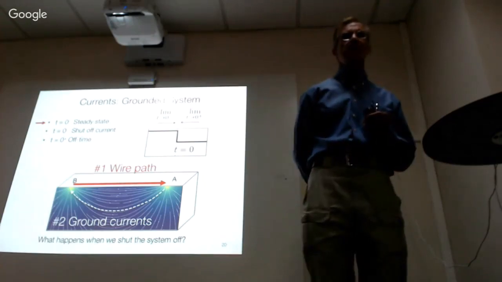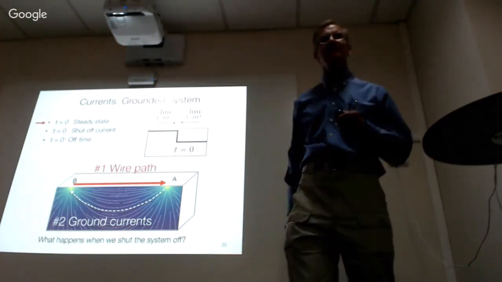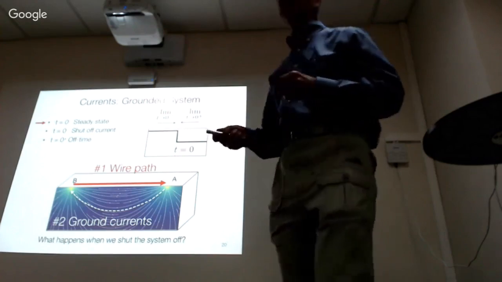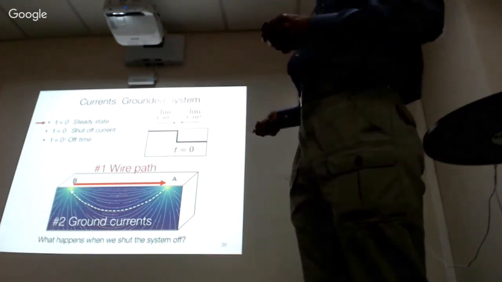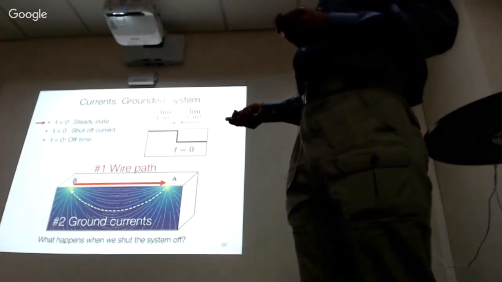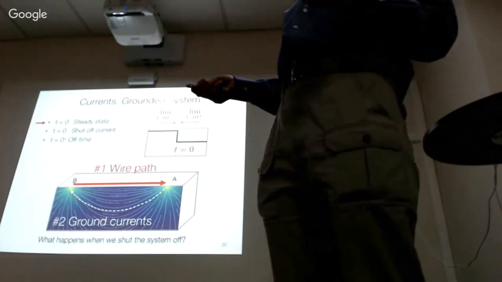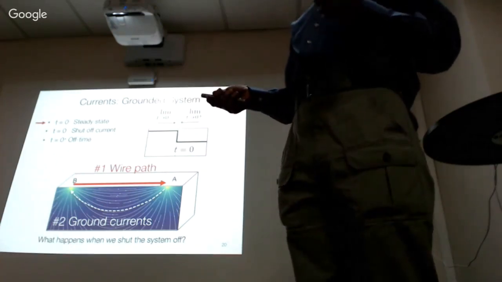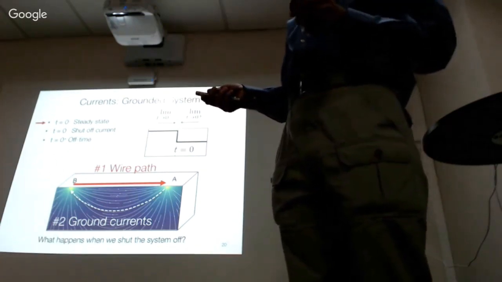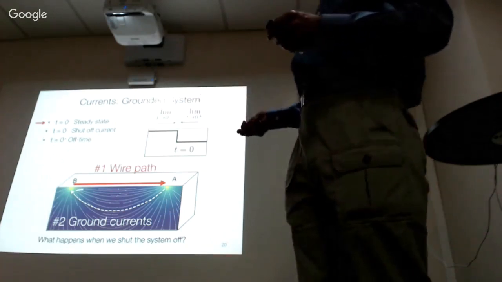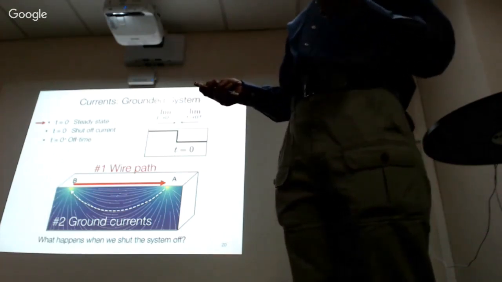What's next? What's going to happen? I'm going to turn the currents off in the wire. What's going to happen? A magnetic field appears during the transient current. Yeah, there's going to be a time varying magnetic field, exactly. That's going to induce currents in the Earth.